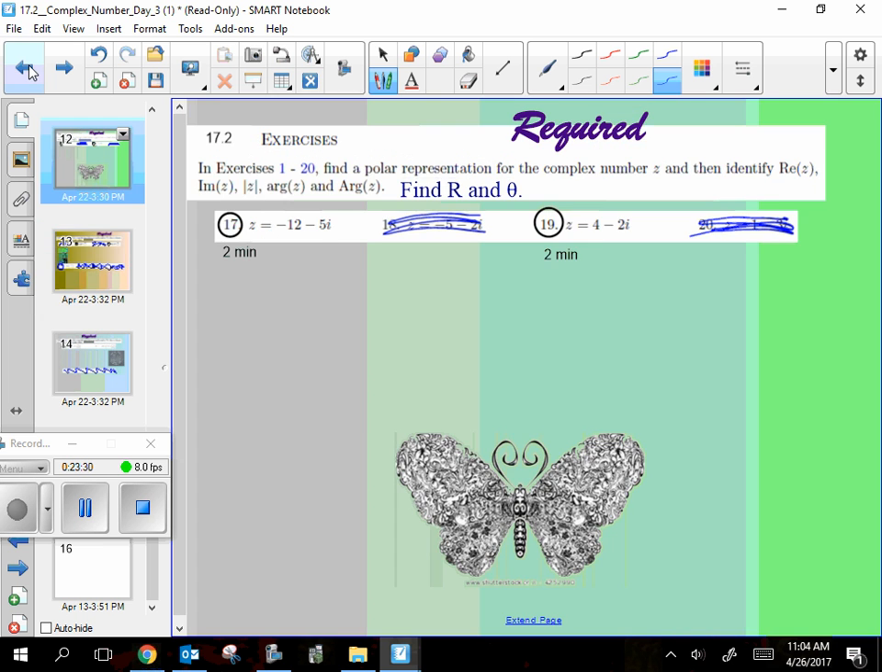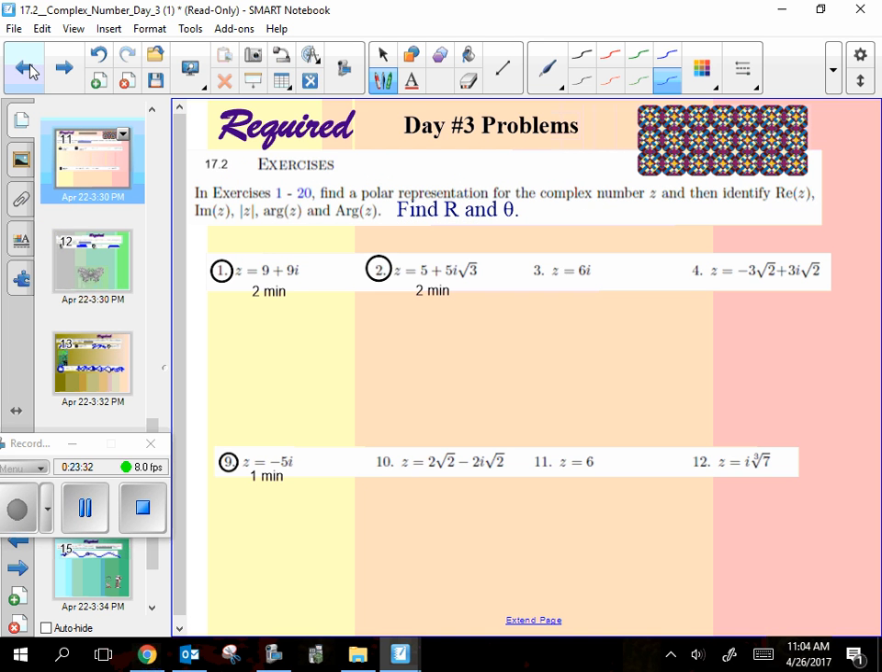Now let's do some together. On the first page of it here, 9 plus 9i. My advice, draw a picture. You can solve a lot of these problems by just drawing the picture. It also helps you see if you really understand it. Over 9, up 9. Put a dot over there.